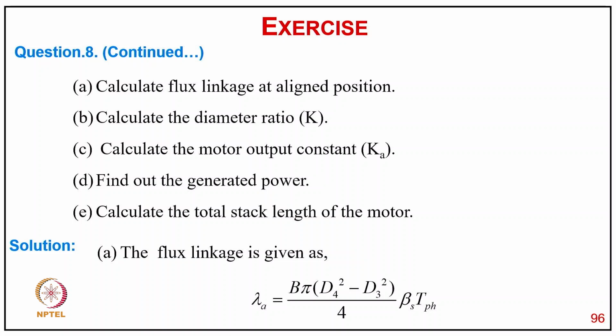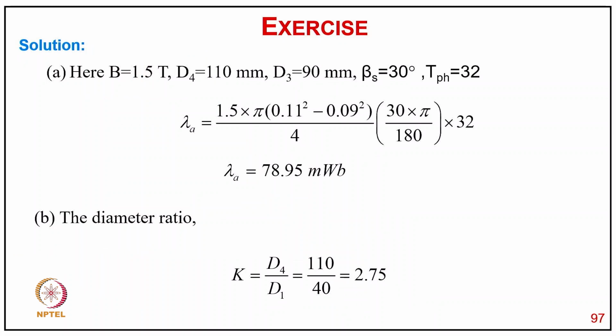Solution: the flux linkage is given by lambda equal to B pi (d4 square minus d3 square) by 4 into beta into Tph. Putting in the values, B equal to 1.5 Tesla, d4 110 millimeter, d3 90 millimeter, beta s equal to 30 degree, Tph equal to 32, lambda comes to be 38.95 milliweber.